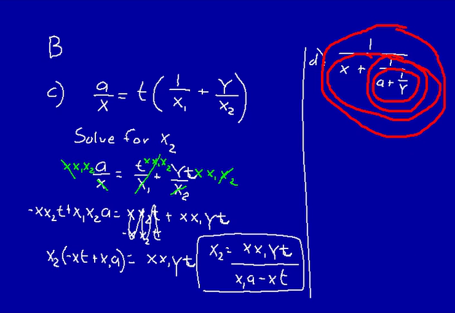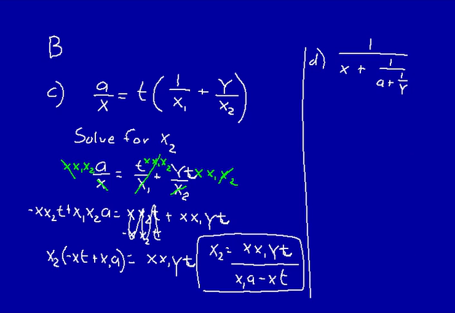Doing these problems involves showing work just to keep up with your steps. So I'll just do 1 over x plus 1 over. Now to simplify that first fraction, a plus 1 over y, we'd have to multiply that a by y over y to get a common denominator of y. And then we can just say this will be 1 over ay plus 1 over y.